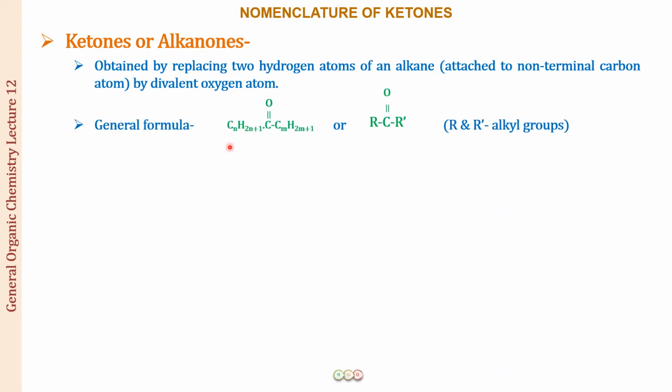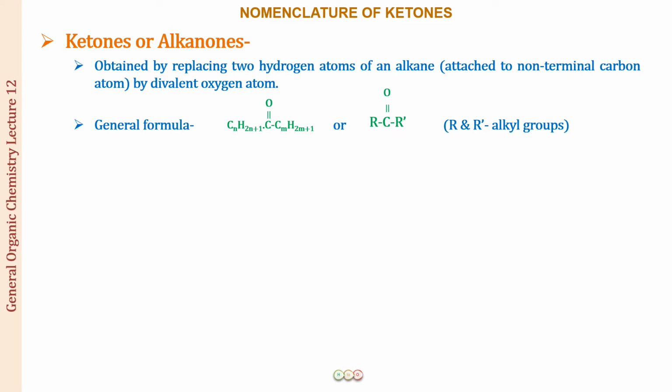So it is going to be CnH2n+1, C double bonded to O, CmH2m+1. So CnH2n+1 becomes an alkyl group, CmH2m+1 becomes the other alkyl group, and now these two alkyl groups may not be the same. Okay, and this is the functional group CO, which is present over here, which we call as the carbonyl group. This is the functional group which is present in the aldehydes also. The only difference is that in case of the aldehydes, instead of these two alkyl groups, one has to be a hydrogen. So for aldehydes, it was RCHO, and now we have RCOR'.